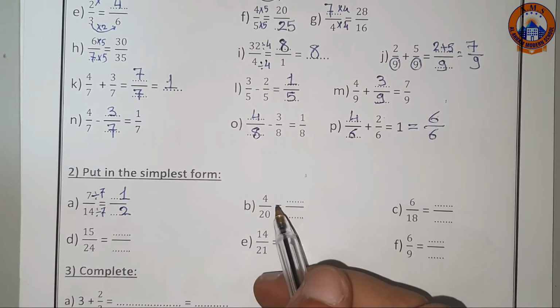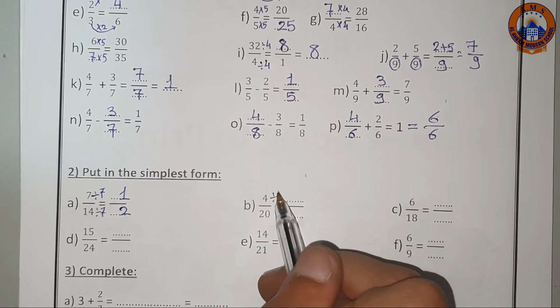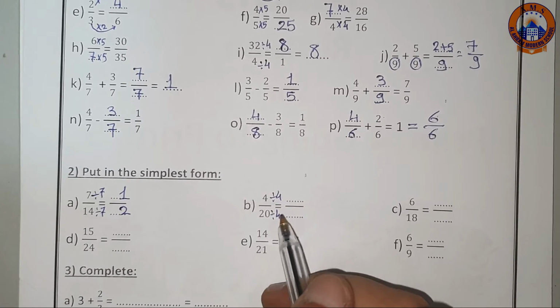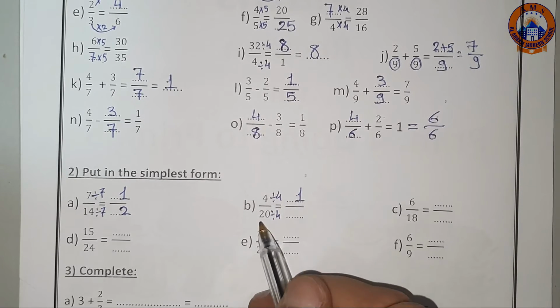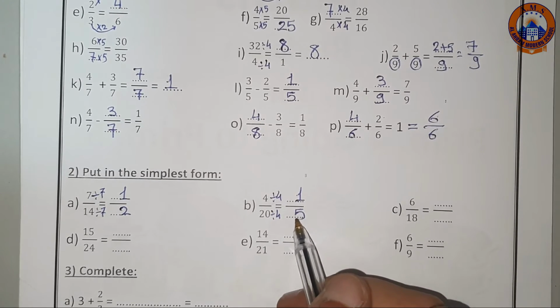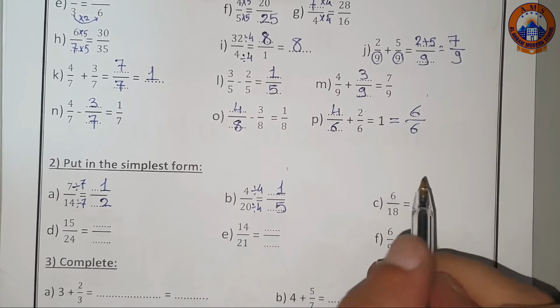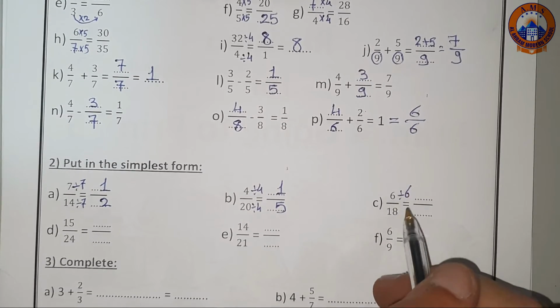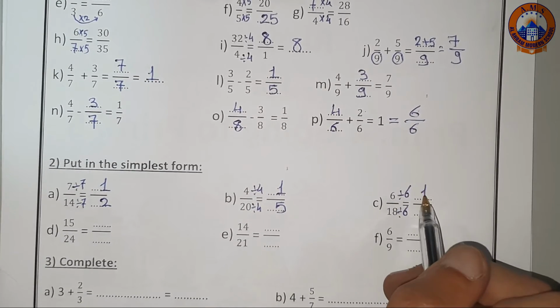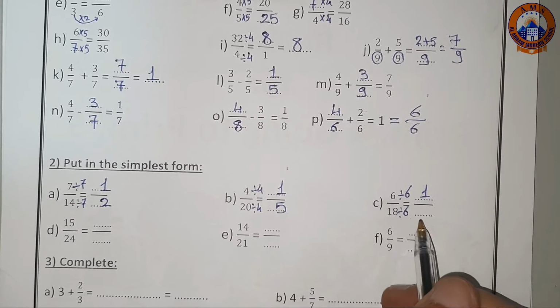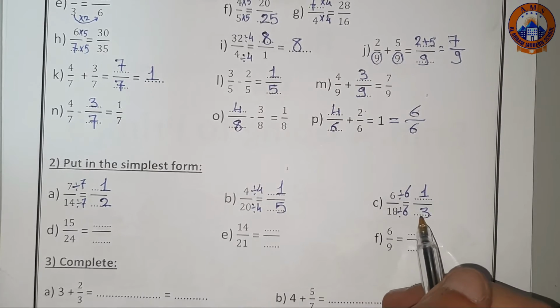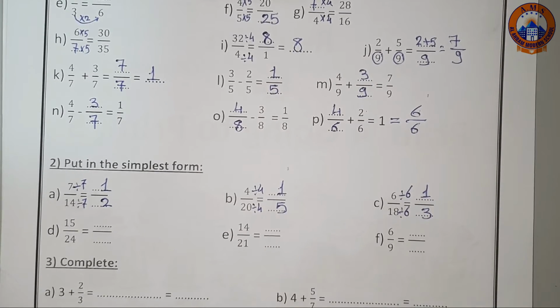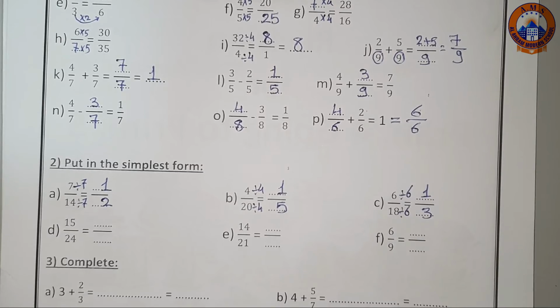4 over 20 are in table 4, so we divide by 4, divide by 4. 4 divided 4 equals 1, and 20 divided 4 equals 5. 6 and 18 are in table 6, so we can divide by 6. 6 divided 6 equals 1, and 18 divided 6 equals 3. You can try to solve the rest of the question by yourself. Question number 3.